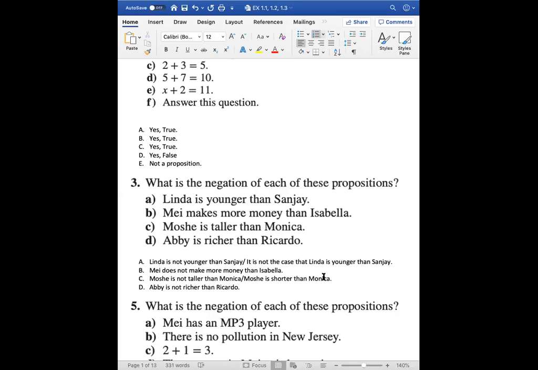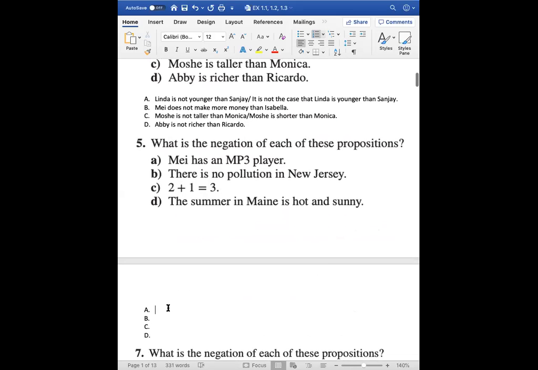Any other questions? Right, let's move on to the next question. So some more negation questions. We have: what is the negation of each of these propositions? Mai has an MP3 player. So Mai does not have an MP3 player. There is no pollution in New Jersey. We can say there is pollution in New Jersey.